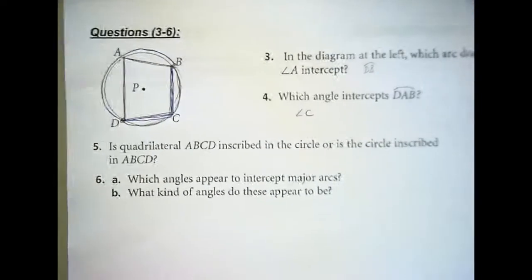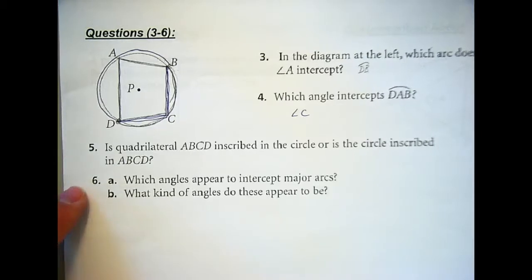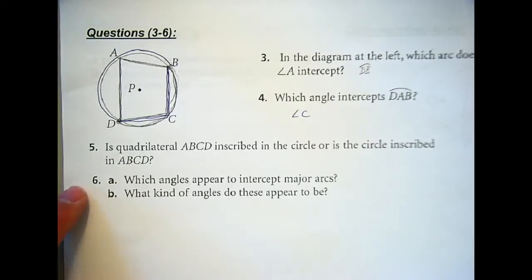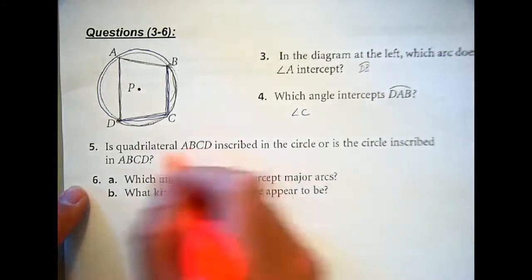Okay, number 5. Is quadrilateral ABCD inscribed in the circle, or is the circle inscribed in quadrilateral ABCD? Jody, what do you think? I think that ABCD is inscribed in the circle. Good. ABCD is inscribed in the circle.